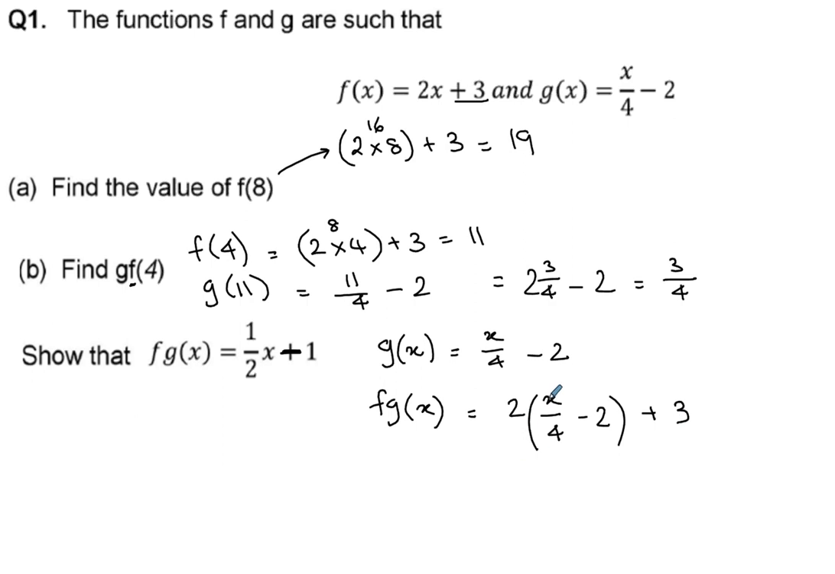Okay, now x over 4, so you're going 2x over 4. Now 2 over 4 is a half. So can you see you get your half x there? And then 2 times minus 2 is minus 4. And then you've got plus 3. So you've got your half x. And then minus 4 plus 3 is minus 1. Cool, we got it. Yeah, give yourself a tick. The examiner won't mind.